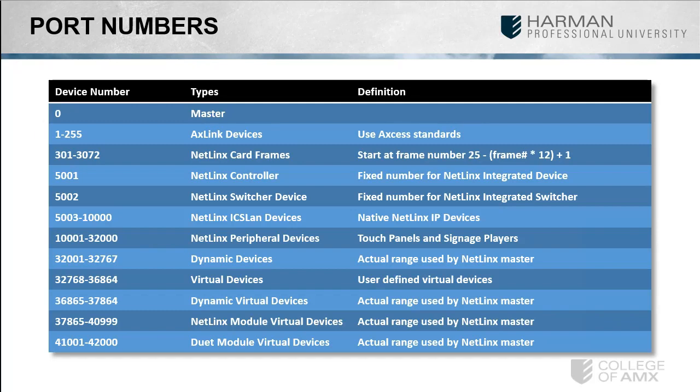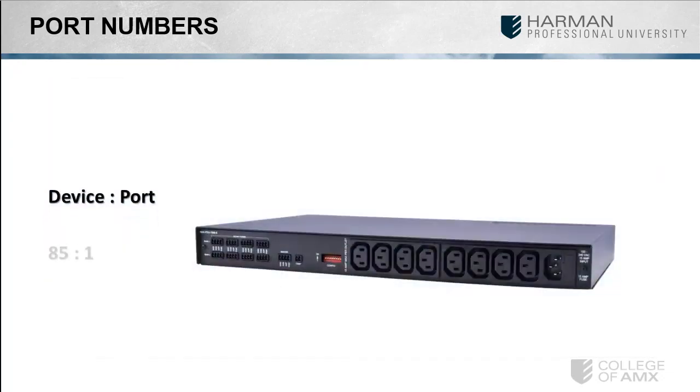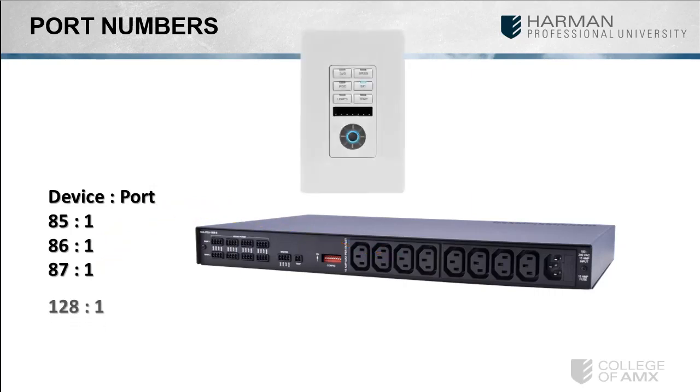Next in the range is AXLink devices. Since all AXLink devices only have exactly one port, we always use port 1 when defining AXLink devices. Here's a simple rule to remember. If the device number is between 1 and 255, the port number will always be set to 1.